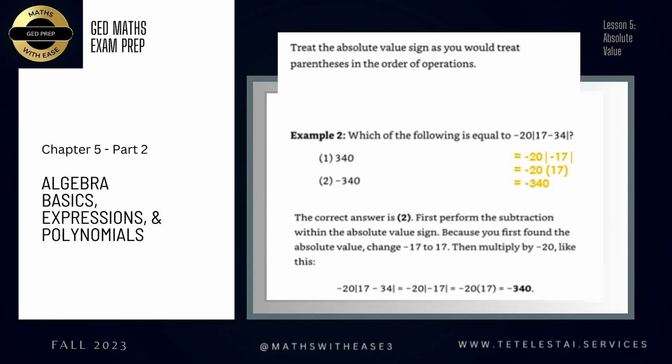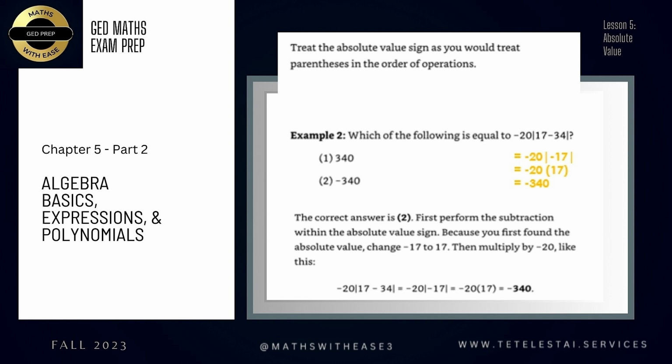As stated earlier, absolute value symbols are treated as parentheses when considering the order of operations. So if the numbers inside the absolute value sign show addition or subtraction, or even multiplication or division, you want to perform those operations first before you proceed. In this example, we're being asked to evaluate -20 times the absolute value of 17 minus 34. I wrote out the steps for you in orange here so that you can follow along with the order of operations being performed. Treating our absolute value symbols as parentheses, 17 minus 34 is -17.